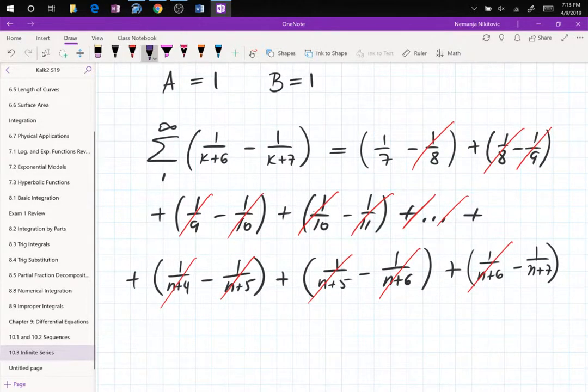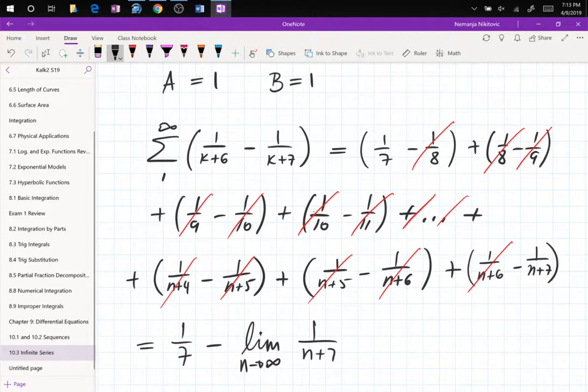Yeah, and I don't like this problem because it worked out that way again. So it doesn't work out like that all the time? Nope. Oh, I thought it always came out like that. So you write out the pattern. So 1 over 7 minus the limit as n goes to infinity of 1 over n plus 7. Now that dies. And the answer is just 1 over 7. All right.